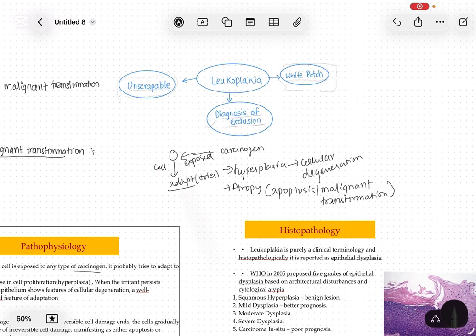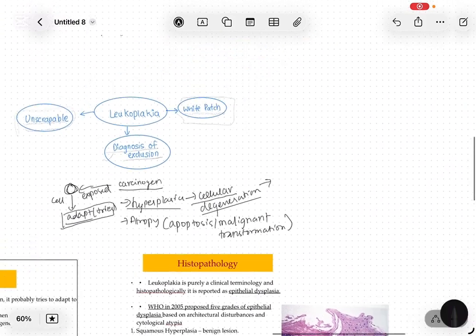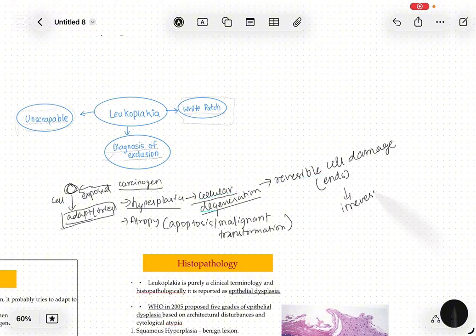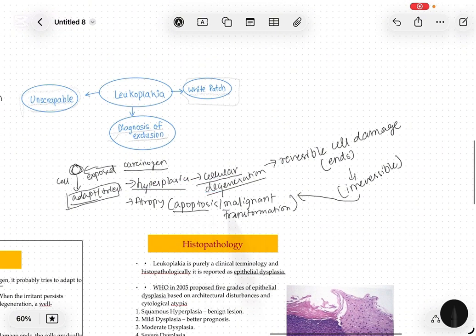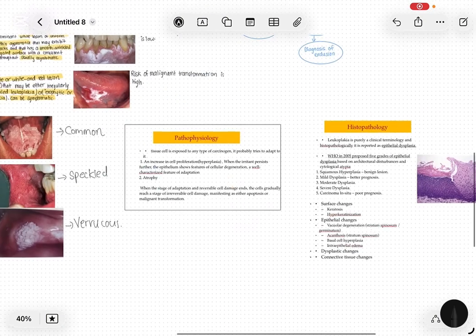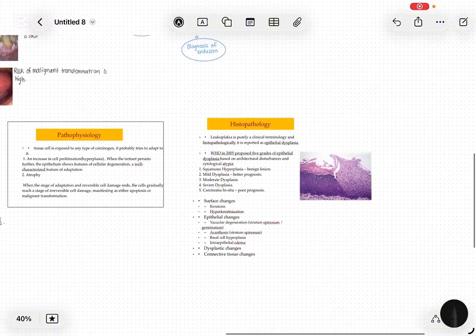As I said in the earlier video too, if you haven't watched, please go and watch. When the cell is exposed to a certain carcinogen, it tries to adapt to it. In the process of adaptation, it undergoes hyperplasia, and it can undergo cellular degeneration. If the reversible cell damage ends and becomes irreversible, then it undergoes atrophy, which can lead to apoptosis or malignant transformation. So this was all about pathophysiology. Now let's talk about the histopathology.